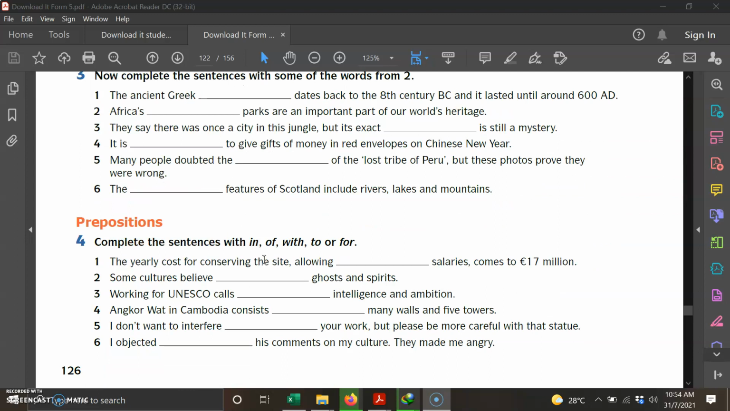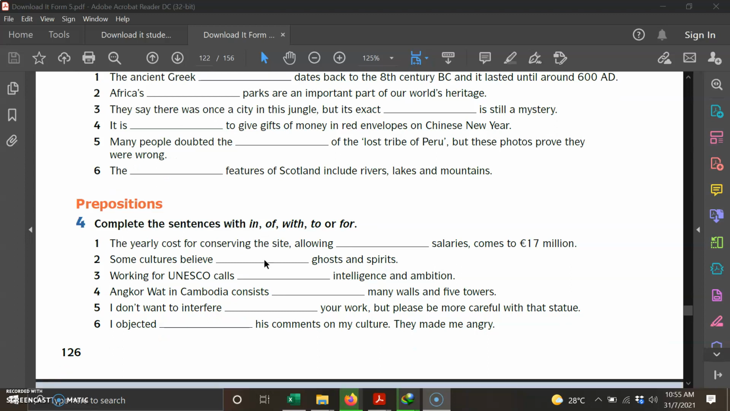And number 4, preposition. Complete the sentences with in, of, with, to, or for. Isikan tempat kosong dengan preposition, kata sendi, in, of, with, to, for. Or here, atau tu tidak termasuk. So, I hope you will answer all these vocabulary exercises.